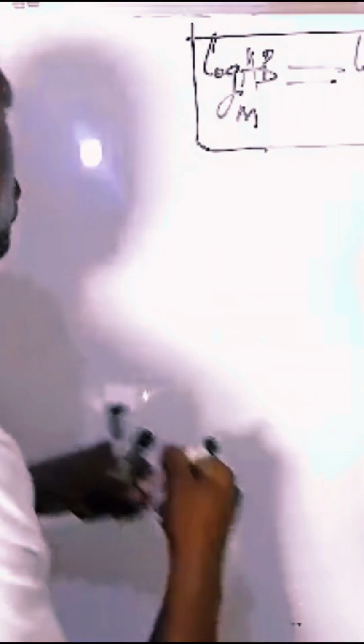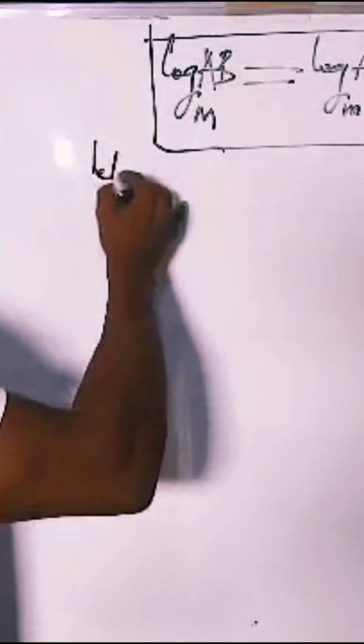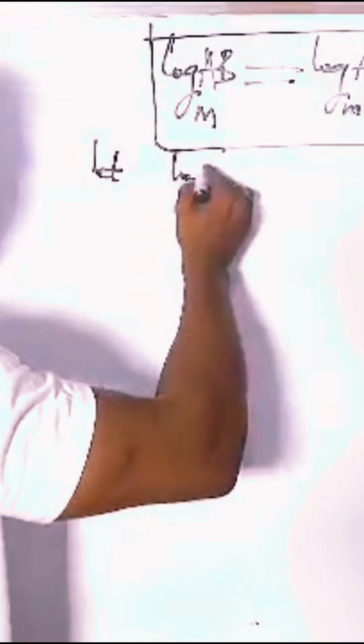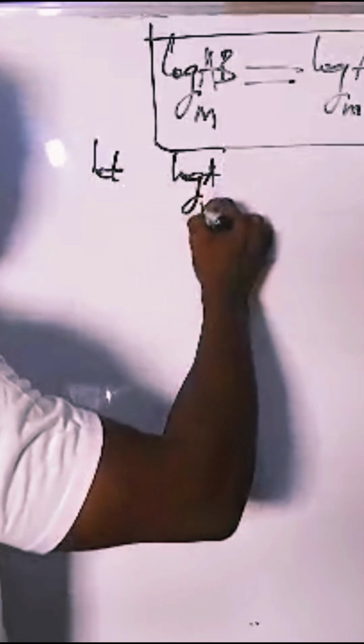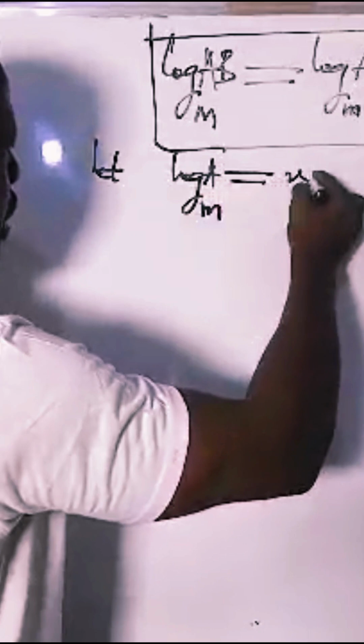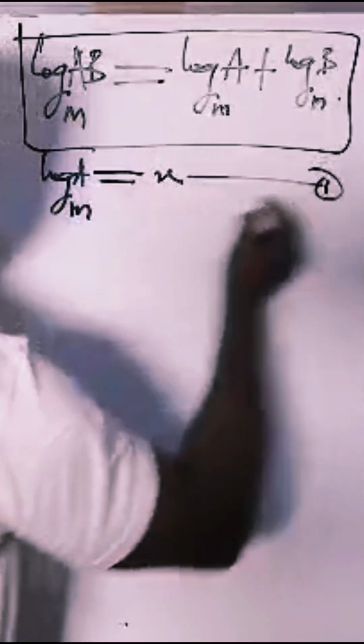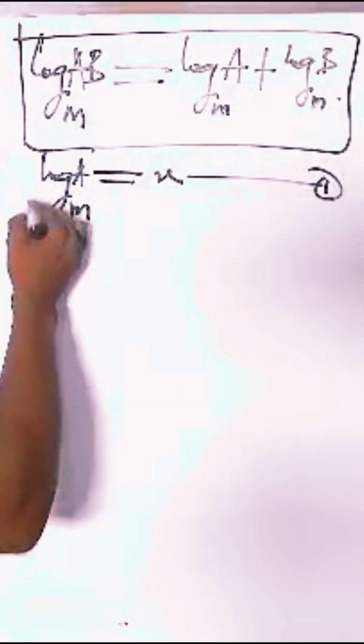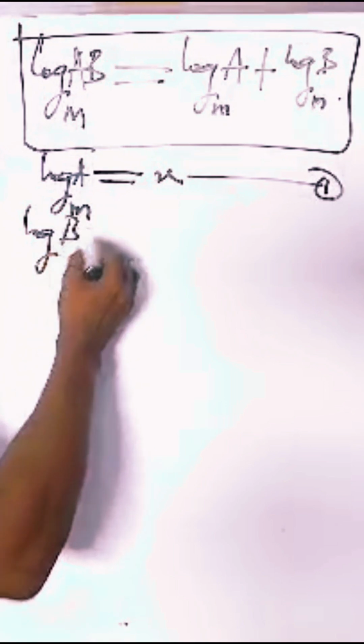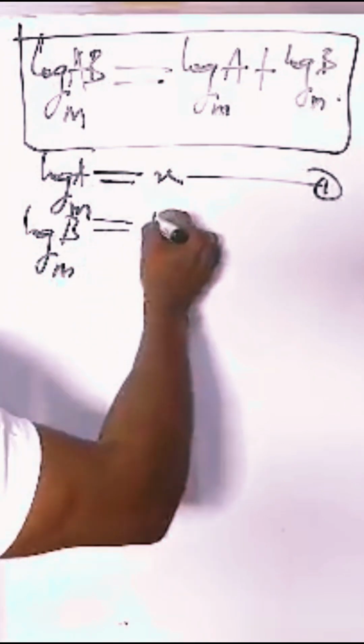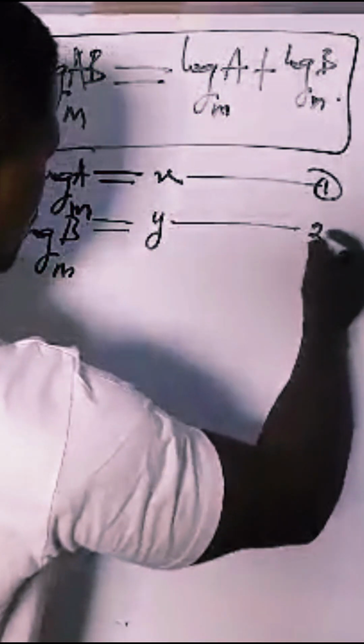Like I said before, our task in this particular part is to see to the derivation of this first law of logarithm. That is to say, how it originated. To do that, we'll say, let the log of A to base m be represented with x, and we'll call it equation number 1. Also, let the log of B to base m be represented with y, and we call this equation number 2.